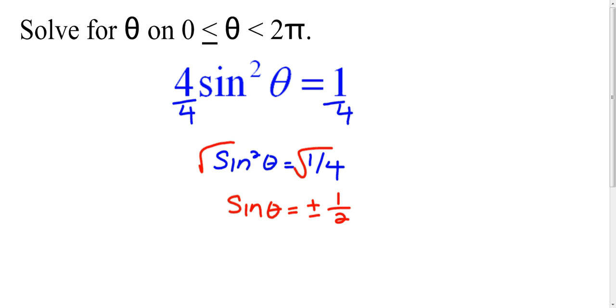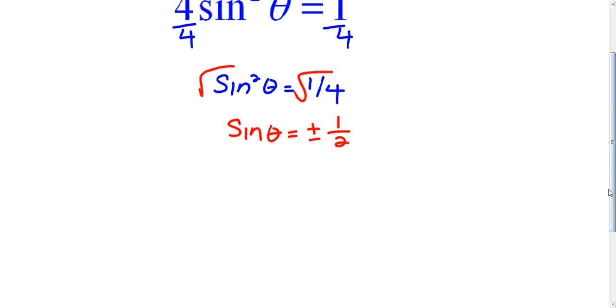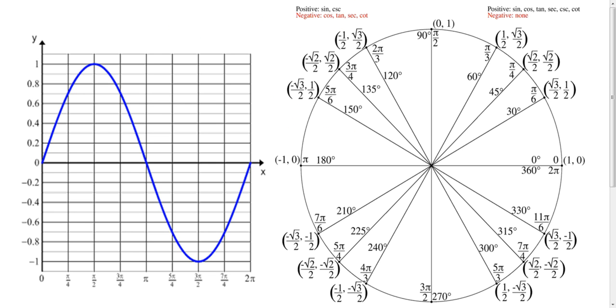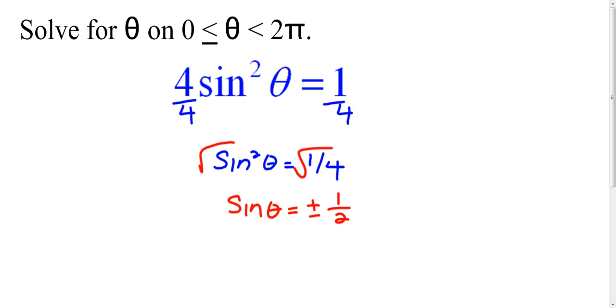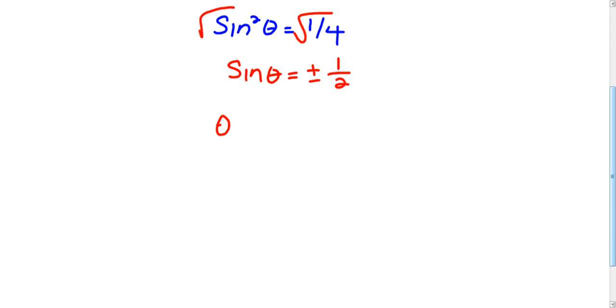So this is telling me to look for every single spot on the unit circle where sine is either positive or negative 1/2. Positive 1/2 is here at pi over 6 and at 5 pi over 6, and negative 1/2 at 7 pi over 6 and at 11 pi over 6. And you can also see from the graphs how that works too. So there's where it's positive 1/2, and here is where it's negative 1/2. So theta could be pi over 6, 5 pi over 6, 7 pi over 6, and 11 pi over 6.